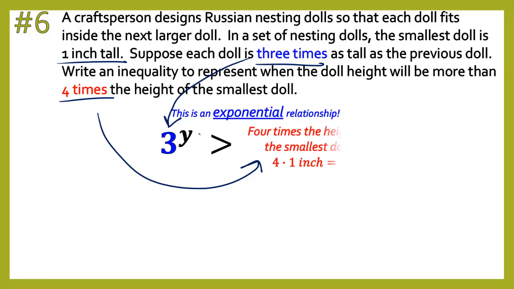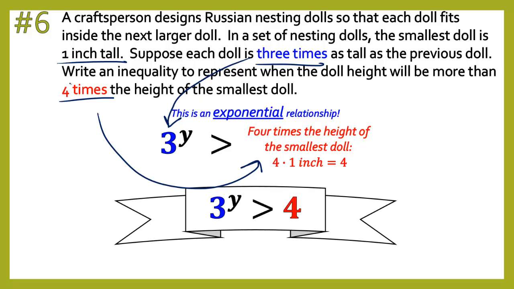So what follows is 4 times 1. So let's say the smallest dowel was 2 inches, this would be 4 times 2, which in that case would equal 8. We're making it easy on you, though, just saying 4 times 1. So your final answer, 3 to the y, is greater than 4.